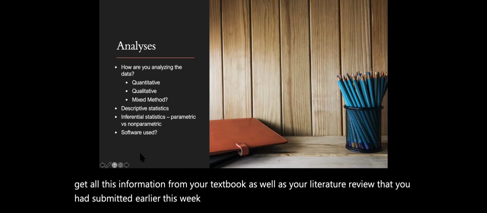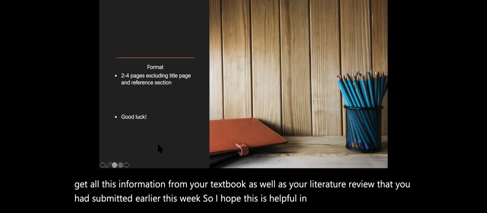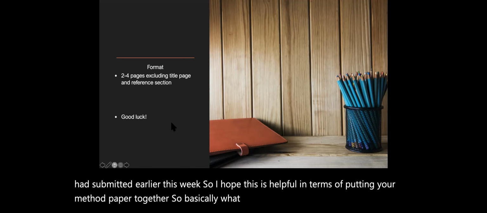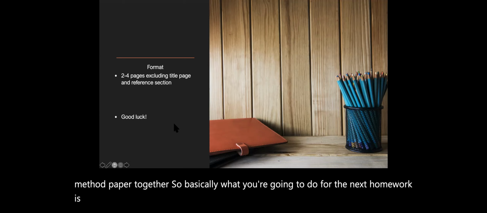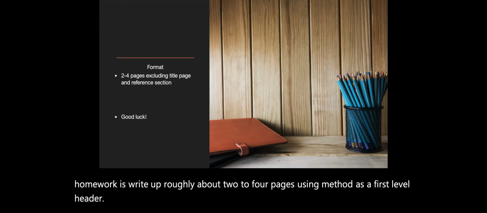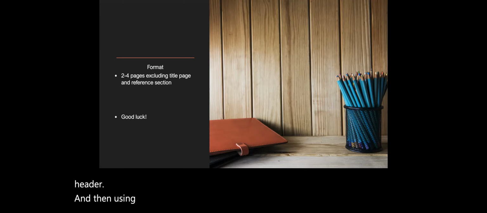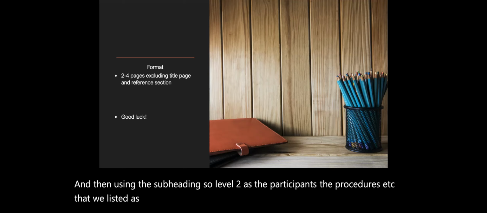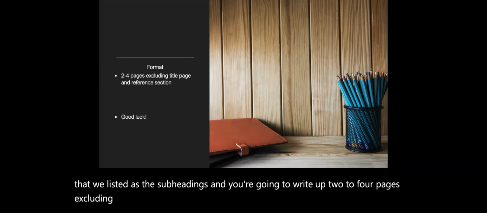So I hope this is helpful in terms of putting your method paper together. So basically what you're going to do for the next homework is write up roughly about 2 to 4 pages using method as a first level header, and then using the subheading, so level 2, as the participants, the procedures, etc., that we listed as the subheadings, and you're going to write up 2 to 4 pages, excluding the title page and reference section.